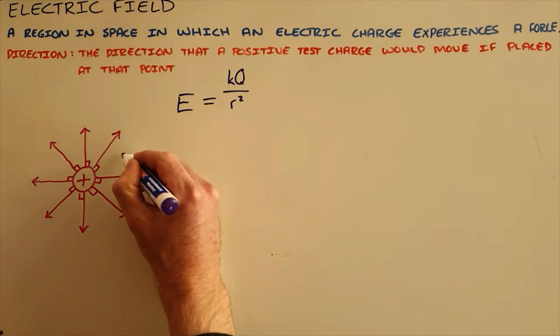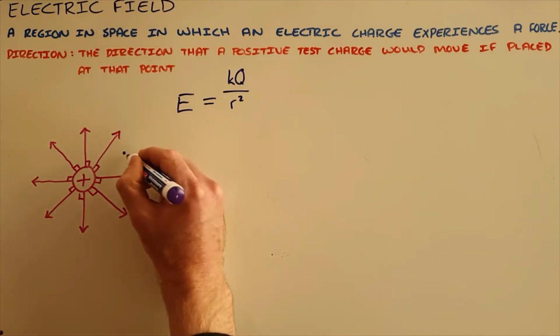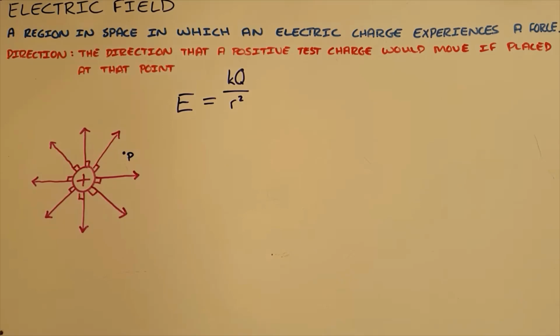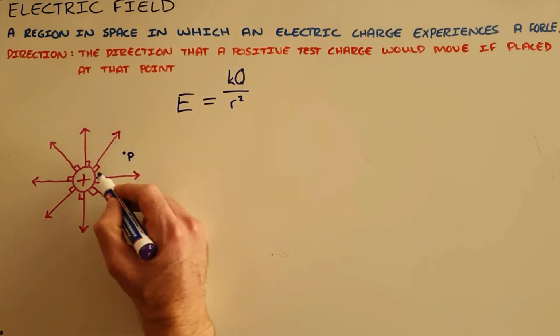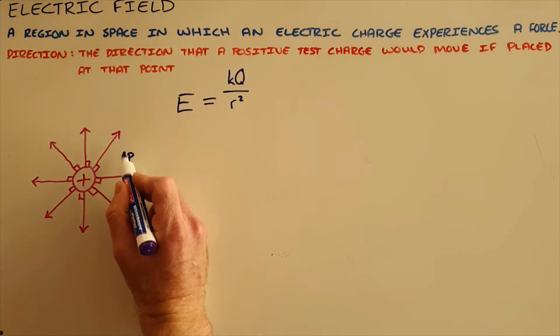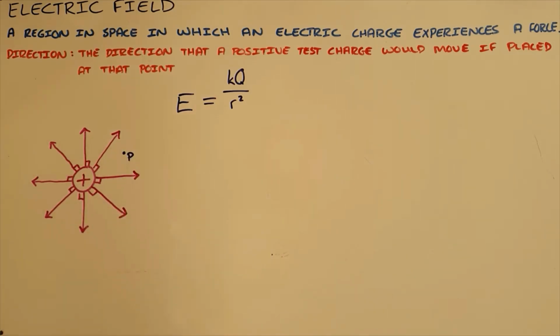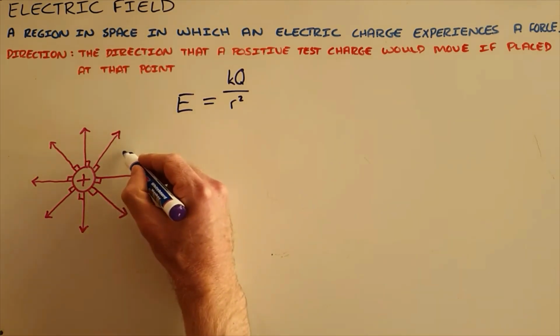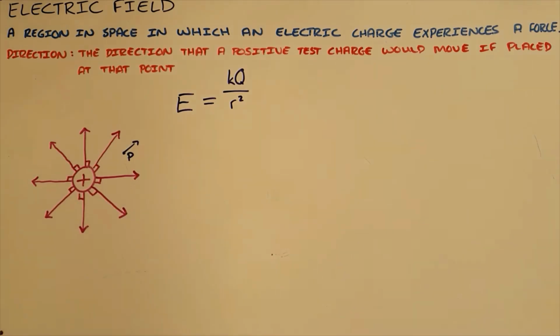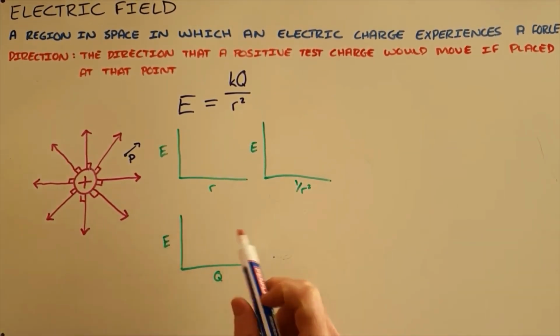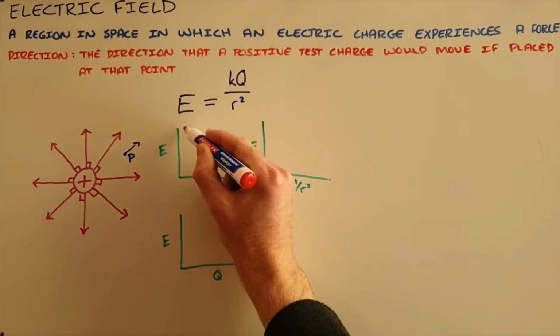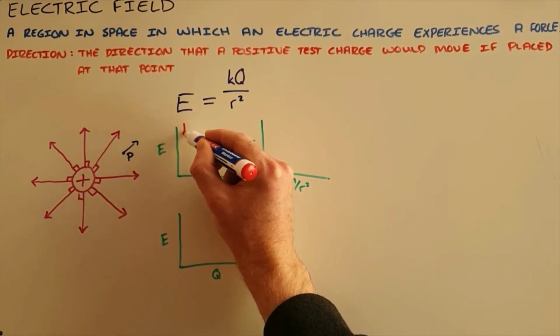So as an example, we could calculate the electric field at this point P, and because every single charged object creates an electric field, it is not necessary for there to be a charge placed at P. We can determine what the electric field strength is at that point, and we know that the direction would still be radially outward.